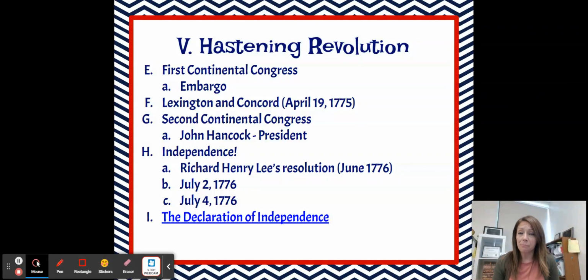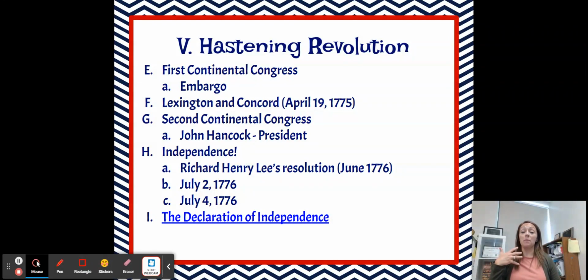Shortly after that, on April 19th, 1775, we have the Battle of Lexington and Concord, which is the first battle of the Revolutionary War. This is the shot heard round the world, and "don't fire until you see the whites of their eyes," and all of those wonderful stories that you remember from American history.